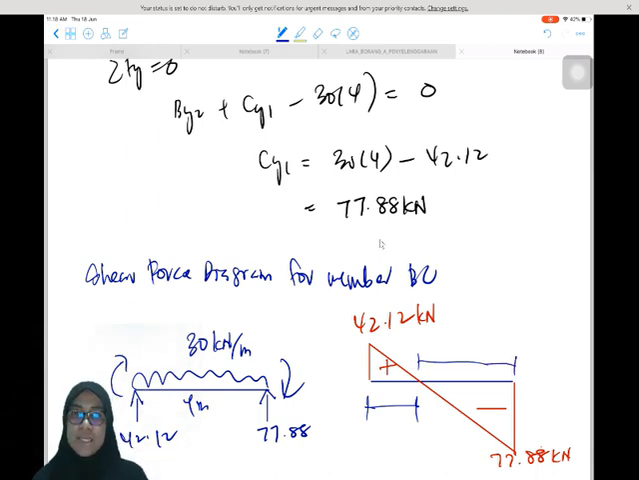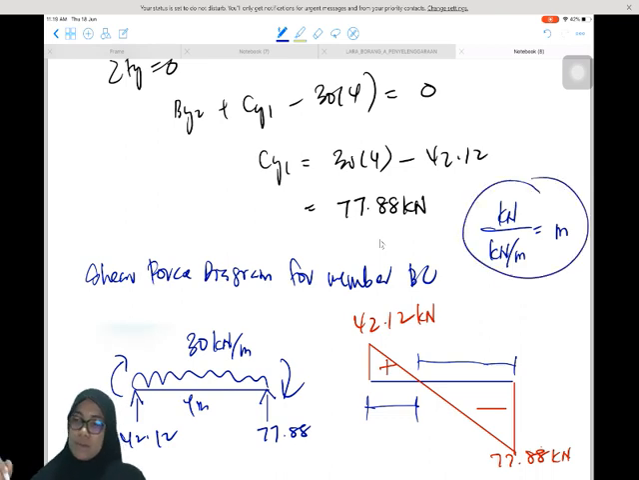So how to determine this? We will determine this length from the force, because remember we want to determine the length in unit meter. If we divide kilonewton by kilonewton per meter, we will get meter. So it is 42.12 divided by 30, and we will get the length.